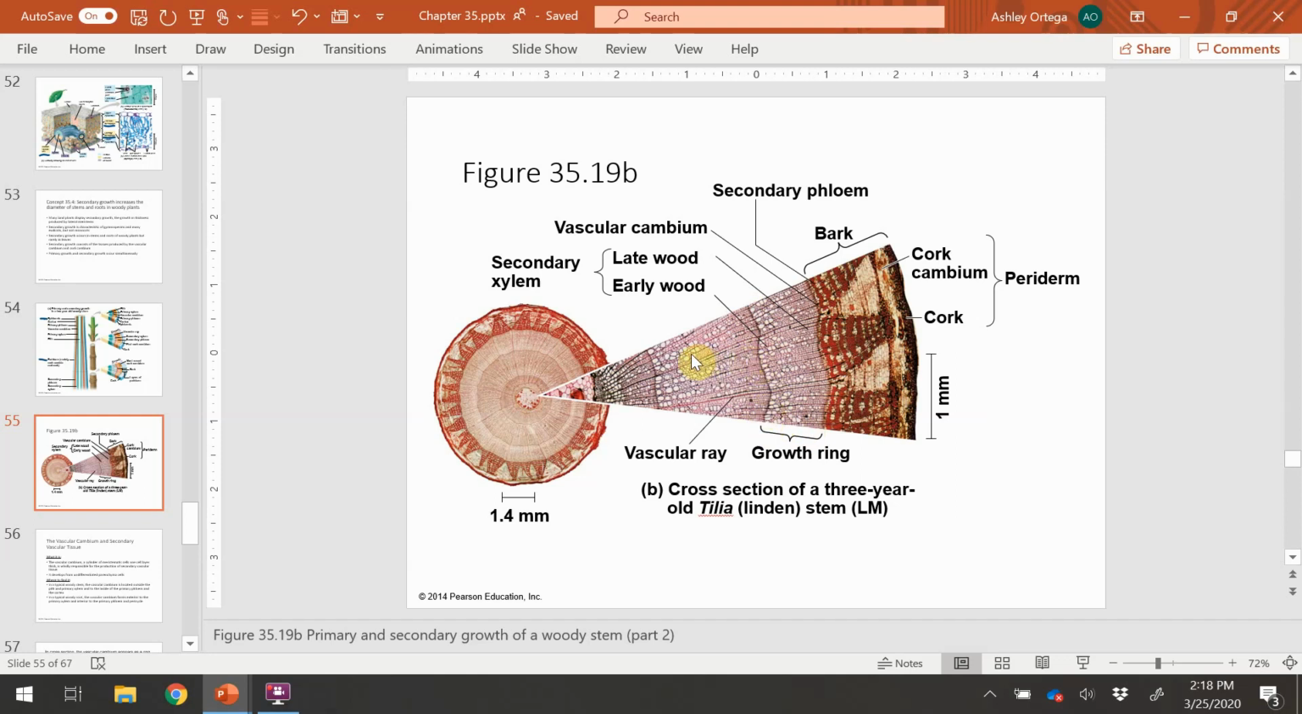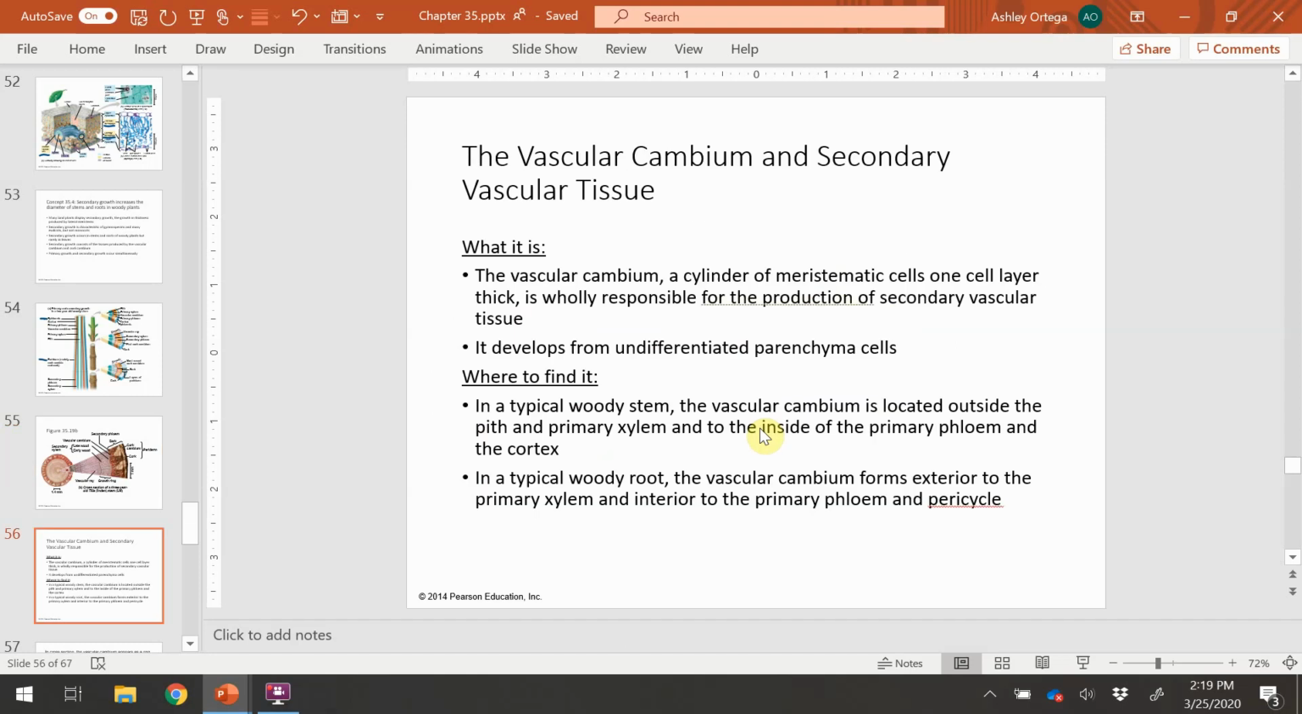And so you have springwood and summerwood, and these two together form 1 year. It also forms a line that you can count. So every line equals 1 year of growth. And so you can count the age that way. And so that essentially is kind of the understanding of secondary growth.